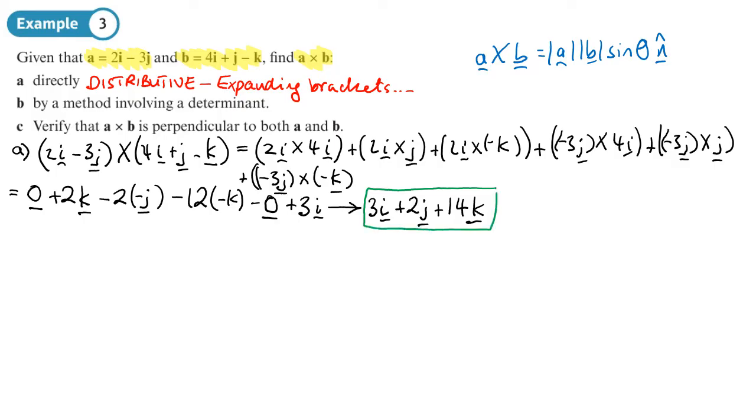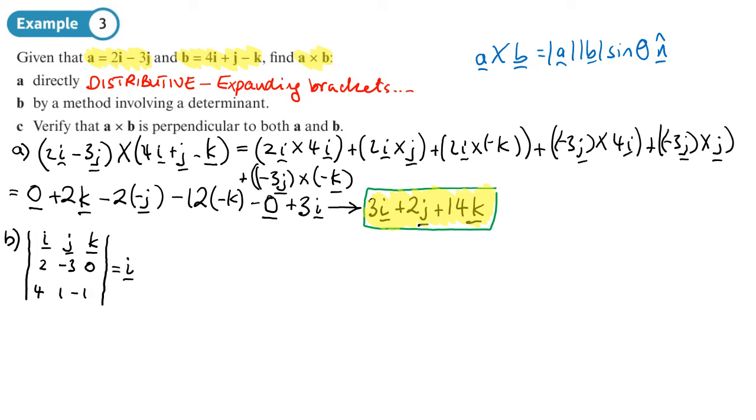Now let's do it using the determinant. Let's see if this is any quicker. I suspect it will be. So A cross B is going to be the equivalent of finding the determinant of this matrix. So i, j and k go in the top row, and then we want the coefficients of the A vector. So that's going to be 2, minus 3, 0. Then we want the coefficients of the B vector. So it's going to be 4, 1, minus 1.